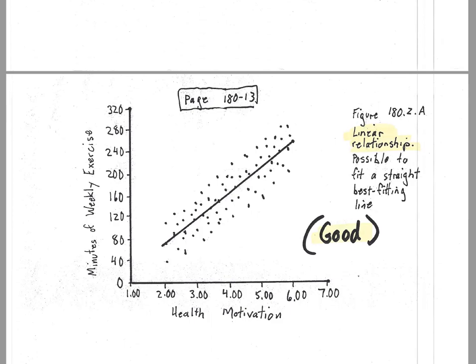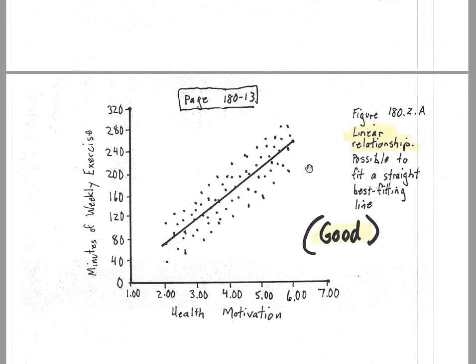I am on page 180-13, and we've got a number of figures here. The top figure on page 180-13 illustrates a linear relationship. This is a good thing. This is what you want. With a linear relationship, it's possible to fit a straight best-fitting line through your scatter plot. Notice I've got this nice angled scatter plot. It is possible to fit a straight line right through the middle of it. That's kind of a rule of thumb way of knowing whether you've got a linear relationship.